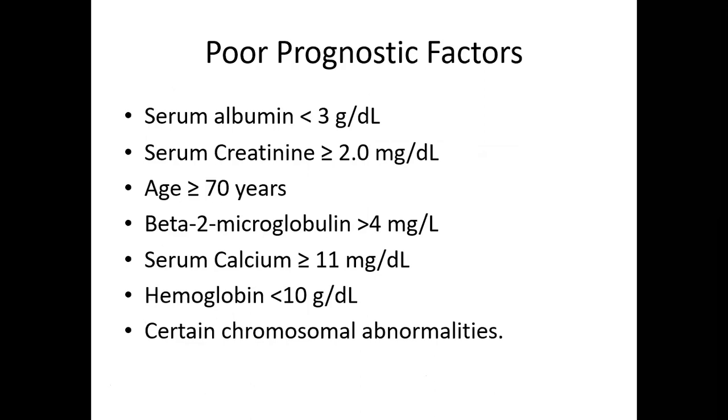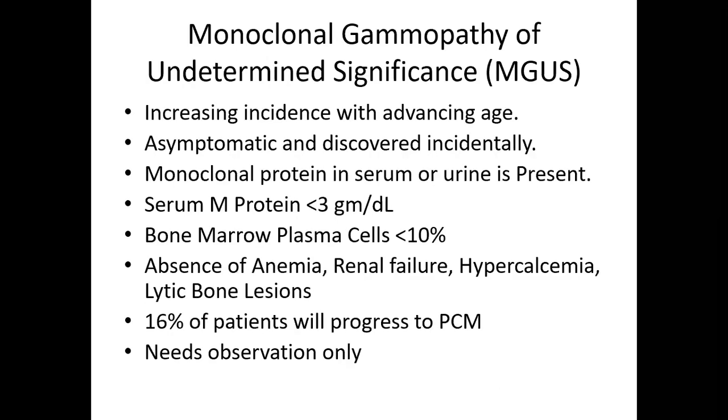The poor prognostic factors in multiple myeloma include low serum albumin, increased serum creatinine, that's to say renal impairment, if the age is more than 70, because these patients cannot tolerate treatment, increase in the beta-2 microglobulin, increase in the serum calcium, if the hemoglobin is less than 10, or there are certain chromosomal abnormalities like translocation between chromosome 4 and chromosome 14.